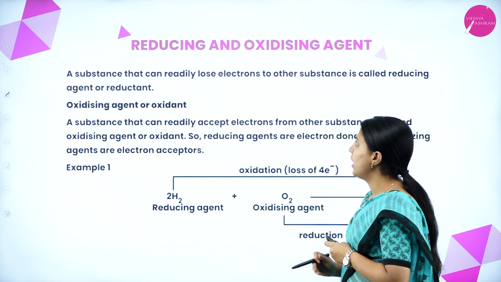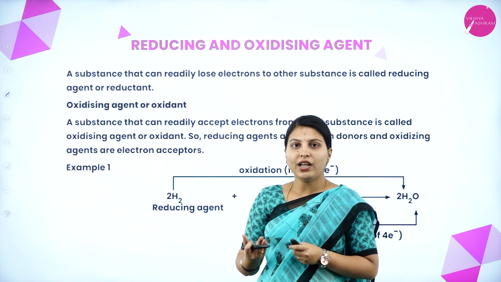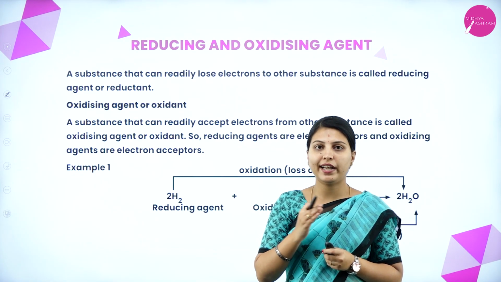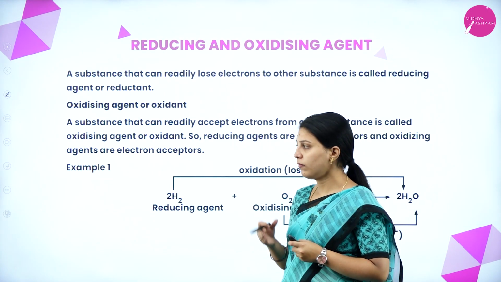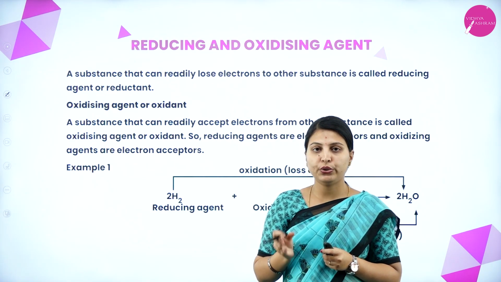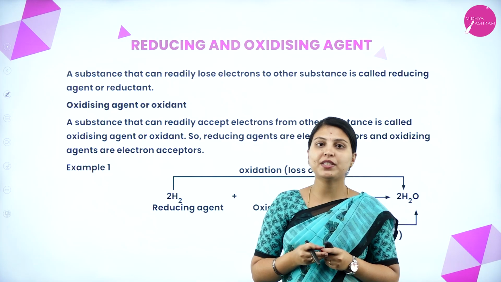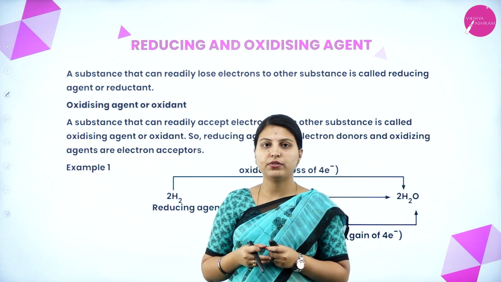Next, reducing and oxidizing agents. You now know what oxidation is, what reduction is, and what the electron transfer mechanism is overall and how it is done. But to do oxidation or reduction, you need the influence of some other substance. That substance is considered an oxidizing agent or a reducing agent.